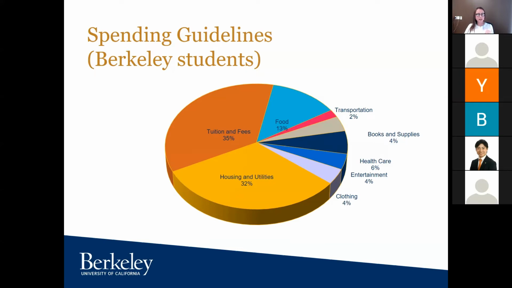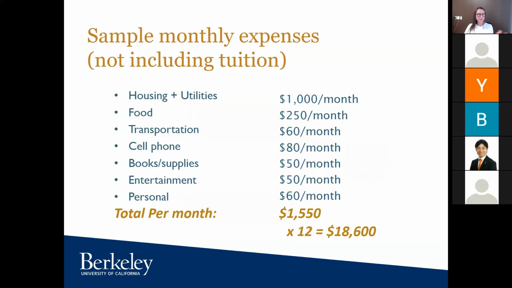So let's take a look at an example. So let's say your housing and utilities are $1,000 a month. Your food, you're spending about $250 a month. Transportation, $60. Your phone is $80. Your books and supplies are about $50. Entertainment, you spend about $50, and personal, $60. So then you're looking at $1,550 a month, which for your whole year, that's going to be $18,600.